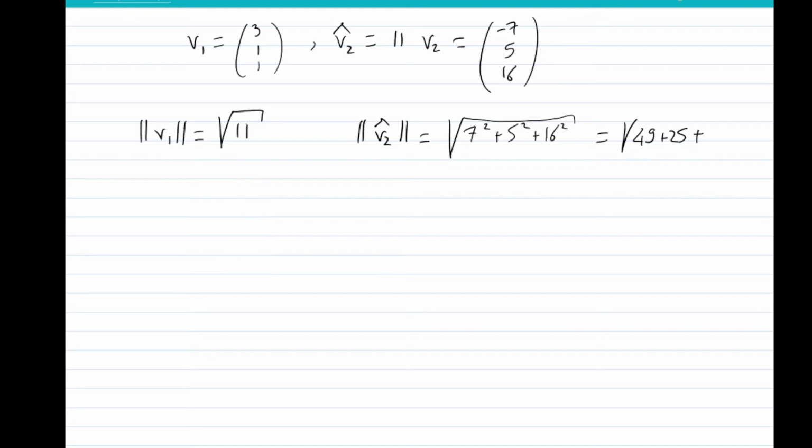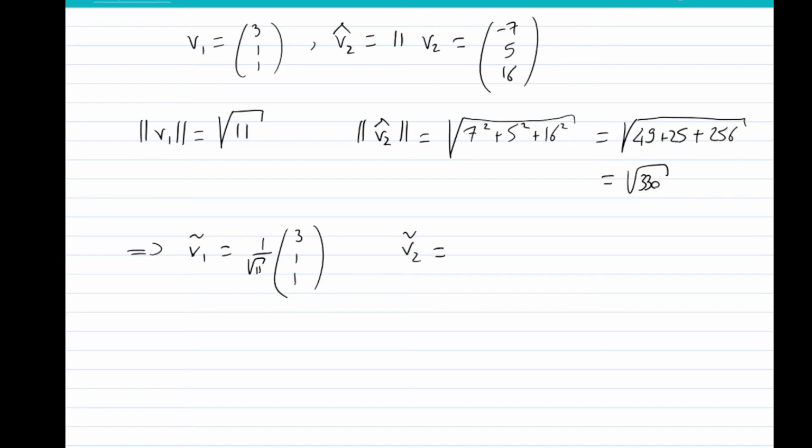Okay, so that's 256, and that sum is ugly. 256 and 49 is 305, 305 and 25 is 330. Okay, modulo potential computational mistakes, we get that we can take the vector V1 tilde equal to 1 over square root 11 times 3, 1, 1, and V2 tilde equal to 1 over square root 330 times the vector minus 7, 5, and 16.